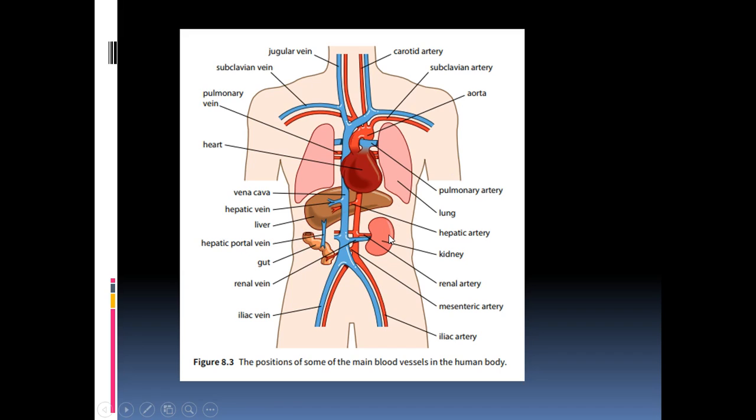The pair is the renal vein. The function of the renal artery is to supply nutrients and oxygen to the kidney. So the renal vein will have the opposite function. And finally, we have the iliac artery and iliac vein. So the function of the iliac artery is to supply blood to tissues and organs in the pelvic region, such as the reproductive organs, right? And it also supplies blood to the lower limbs, right, the legs. So the iliac vein will have the opposite function of that.